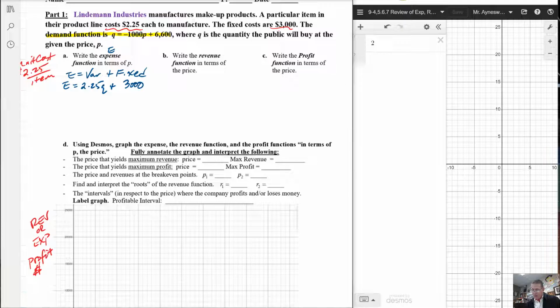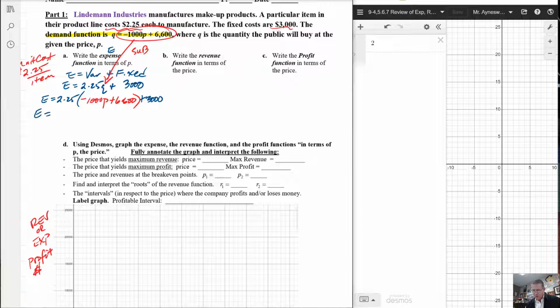To do that, you have to take your demand function, which is right up here, and substitute that in. This is a skill we've been developing throughout all the lessons here. We know that Q is equal to negative 1,000 P plus 6,600. So let's substitute that in. The expense function here is $2.25 times our demand function, which is negative 1,000 P plus 6,600. That's 6,600, not 6,000, so keep that in mind. Plus 3,000 more.